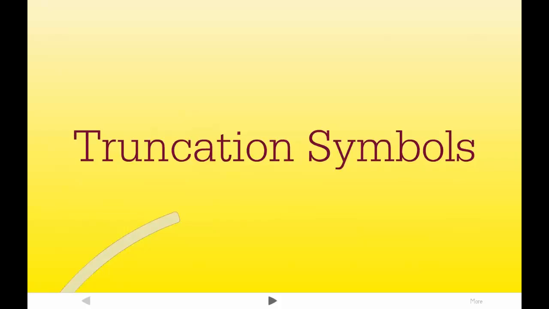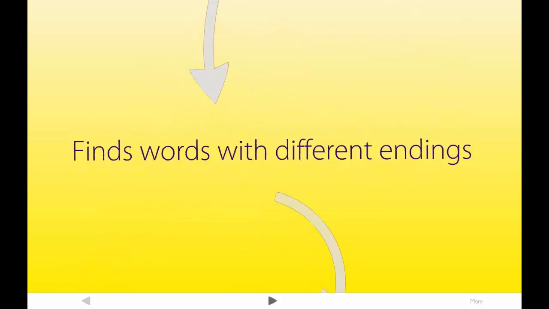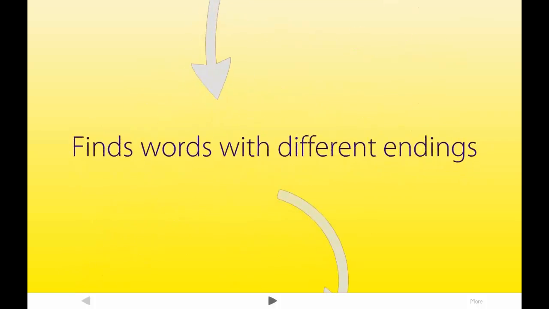And then the next symbol is a truncation symbol. This is my favorite symbol to use. And, or, not, I use a lot too, but out of the wildcard versus truncation, truncation is the one that I love to use. This finds words with different endings. So you start the word, but then you don't know how it's going to end.